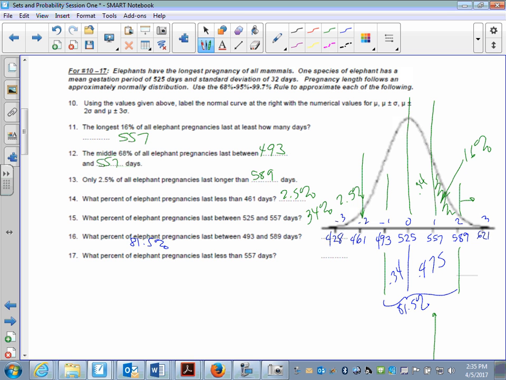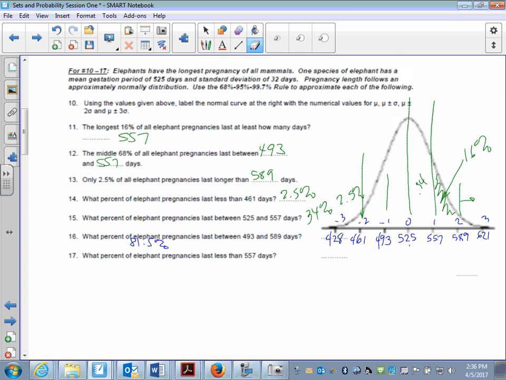for number 16. And what percent of elephant pregnancies last less than 557 days? All right, once again, from 557 down to 525 is 0.34, and then from 525 on down is 0.5. So when we add those together, we get 84%.